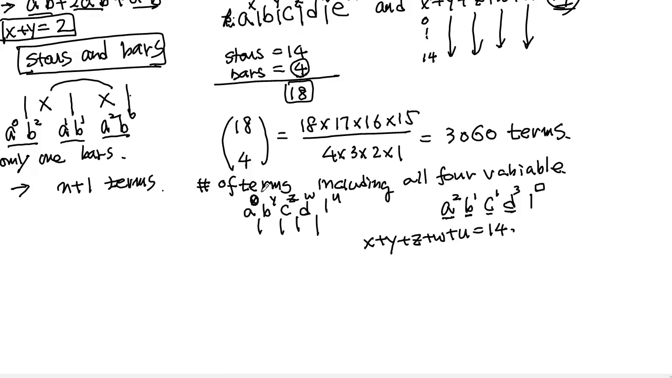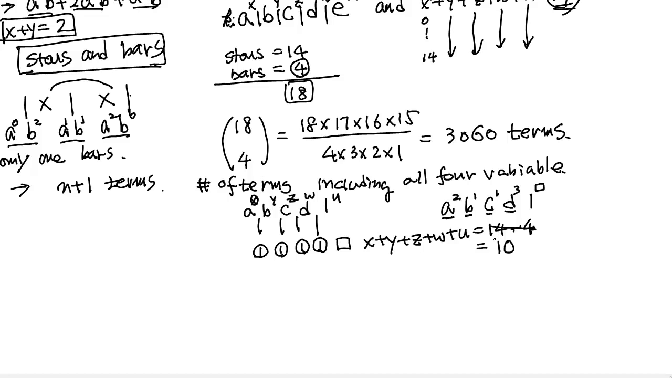x, y, at least is 1 over here. We're going to put 1 into x, another 1 into y, another 1 into g, another 1 into w. The 4 numbers are taken out. Now the total should be 10, isn't it? 14 minus 4 is 10. But u can be 0, it doesn't matter. You can be any numbers.